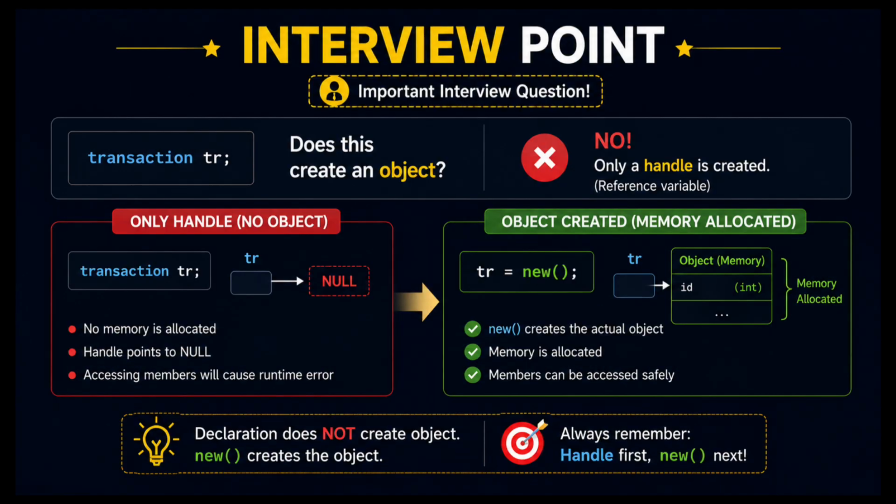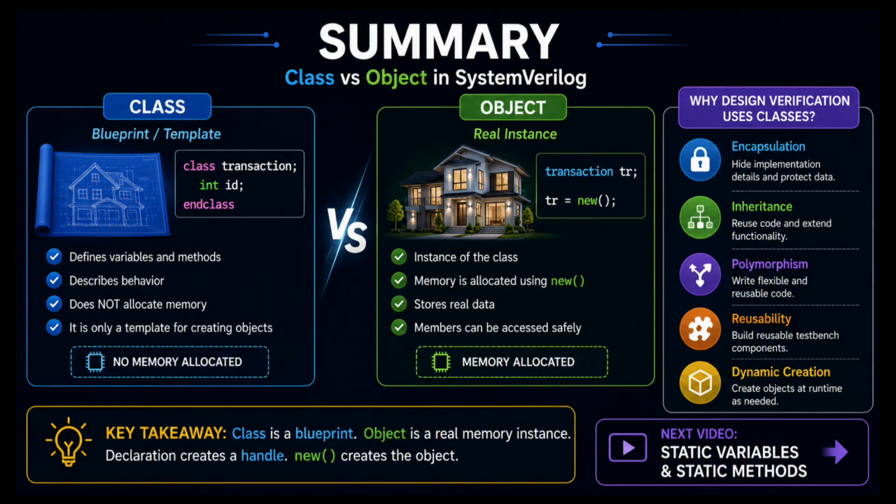Very important interview point. Declaration does not create an object. New creates the object. If you try to access tr.id before calling new, you will get a runtime error because the handle is pointing to null. So remember this clearly. Class equals blueprint. Object equals real memory instance. Class defines structure. Object stores data.